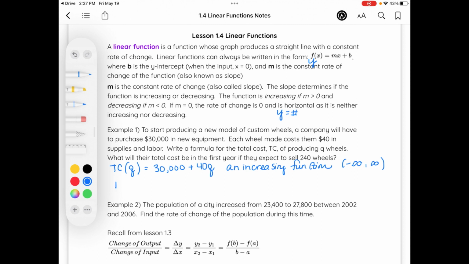So this tells us then, if we're looking for how much it will be for 240 wheels, we know that it's going to be $30,000 plus $40 times 240 wheels, which is going to give us, and I'll let you do the calculator work there, $39,600 to produce the 240 wheels.